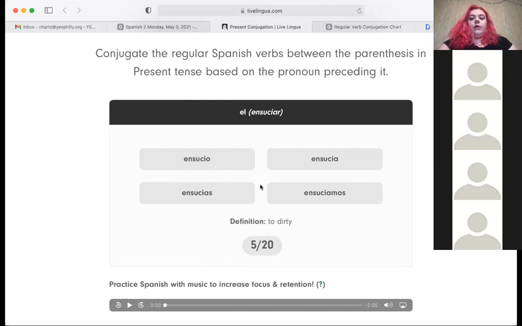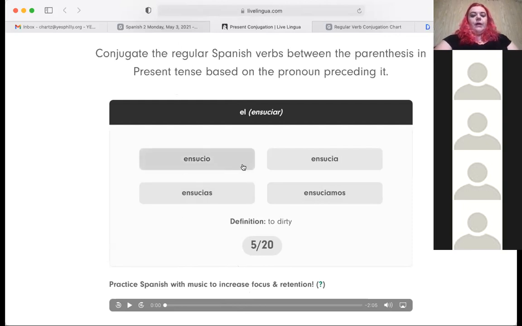El ensuciar, and I know we don't know a lot of these verbs, but we can conjugate them, and it does have the definition here. So our subject is él. Is it going to be ensucio, ensucia, ensuciamos, or ensucias? What is going to be the correct ending for this one based on él? He. Just give everybody a little bit to think about it.